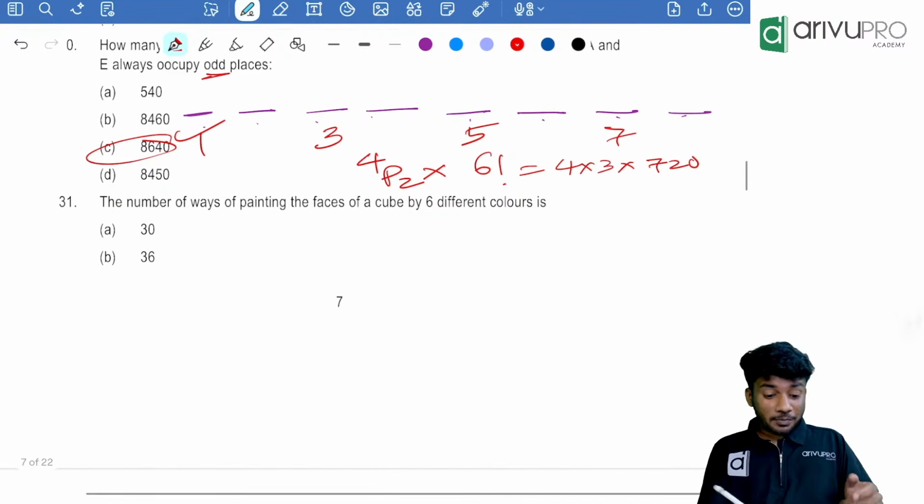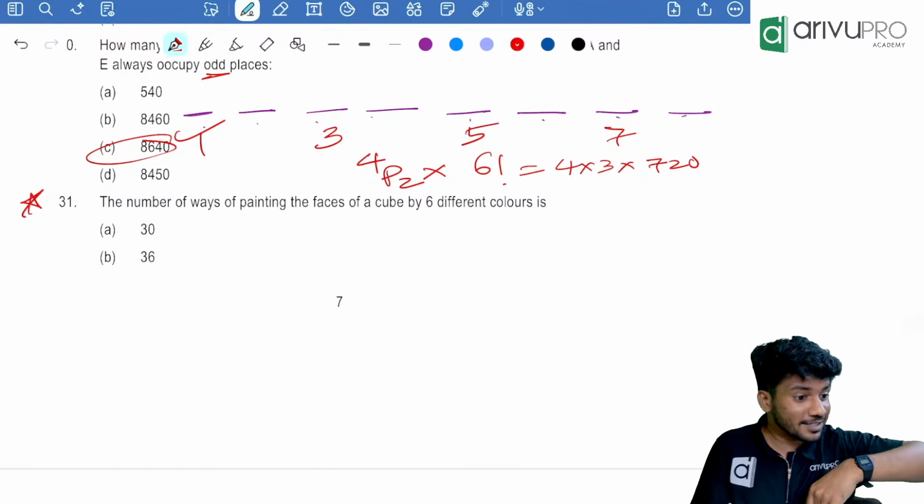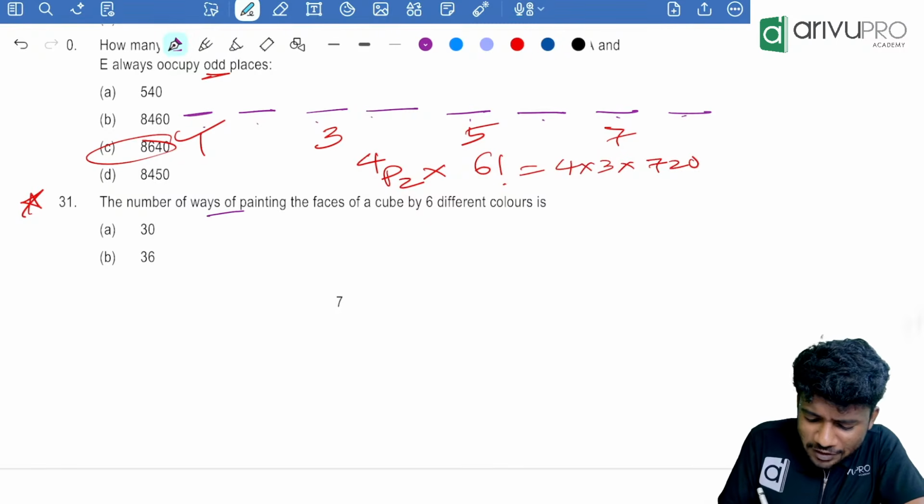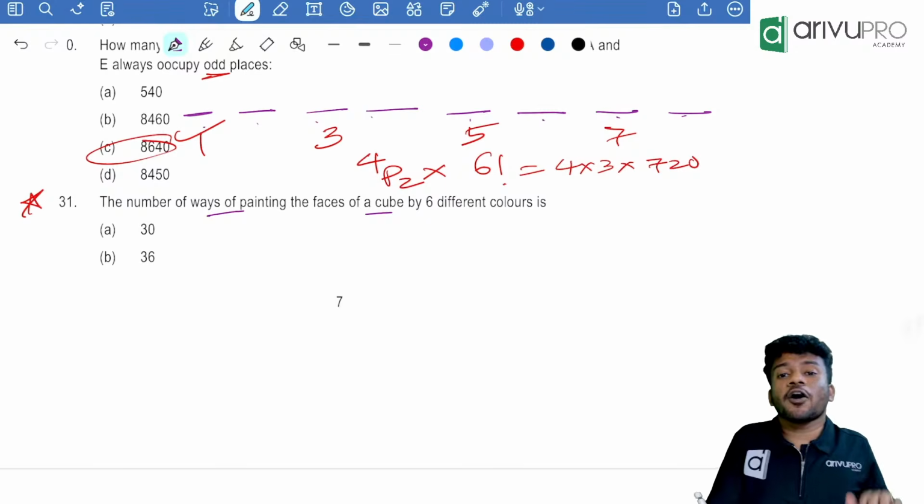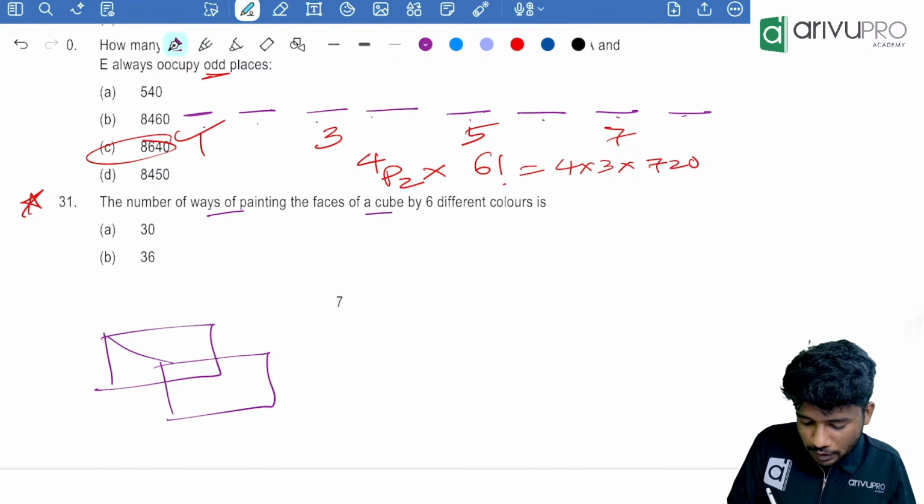Another interesting question, people. Very good question. I'll explain it. We have done it in our model test paper discussion already. Again, we will discuss it here also. The number of ways of painting the faces of a cube by 6 different colors is how much is the question. Now, people, first of all, everyone should know how a cube looks like.